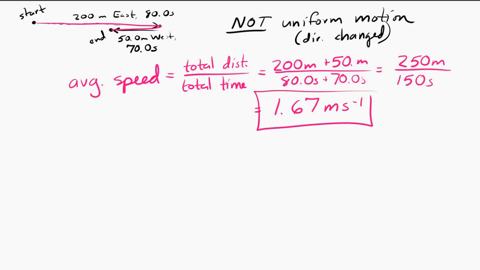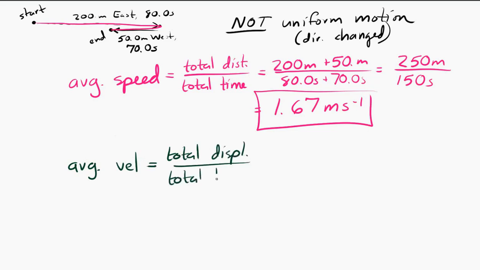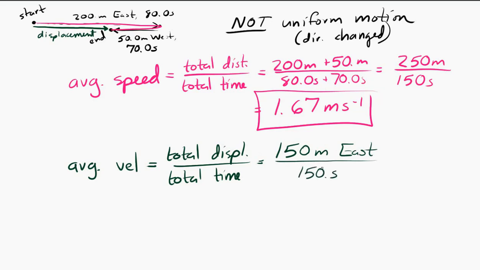All right, now let's look at the average velocity. The average velocity is the total displacement divided by the time that it takes. And the total displacement, remember, displacement is just the change in position from beginning to end. From beginning to end, you traveled 150 meters to the east, and it took you a total of 150 seconds for you to complete that. So your average velocity is 1 meter per second to the east.